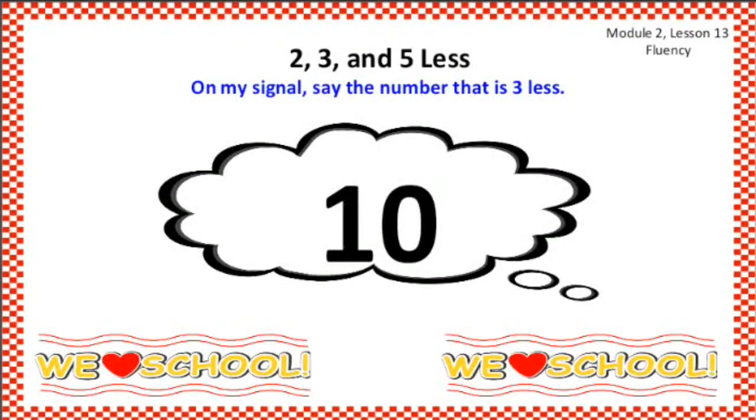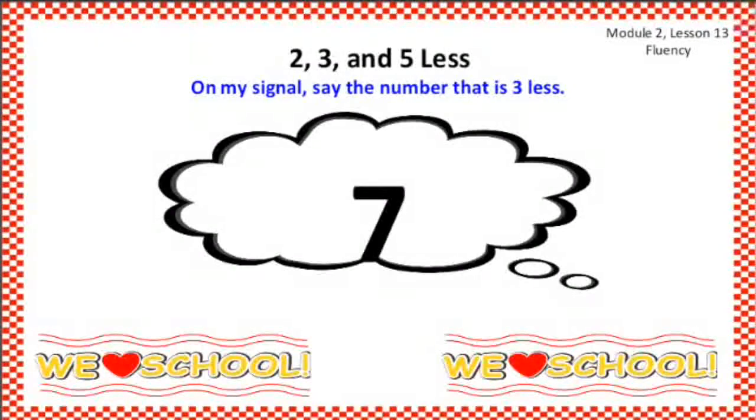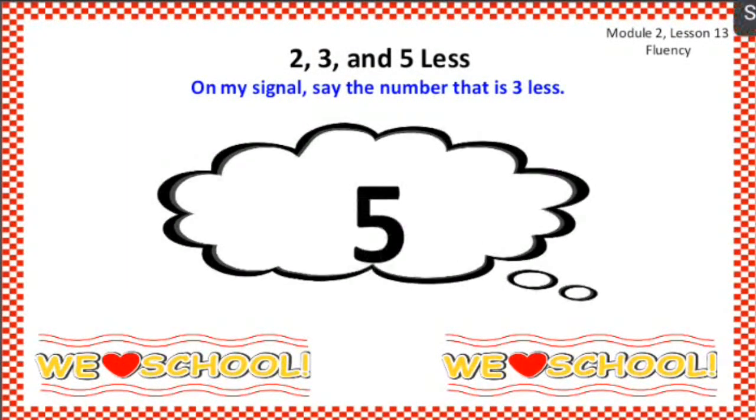Now we are taking away 3. That's 3 less. So take away 3 from 10. 7, very good. Take away 3 from 4. 1. What about 3 from 7? 4, very good. 3 from 5. 2. What about 3 from 9? 6 will be left. What about 3 from 6? 3 will be left, very good. What about 3 from 8? 5 will be left, very good.